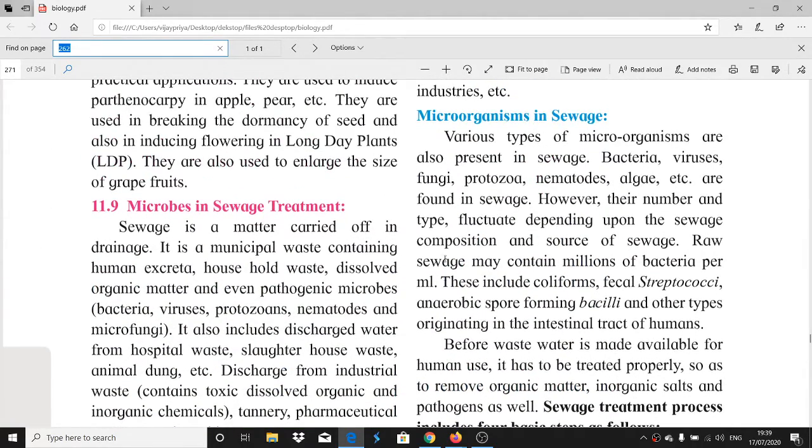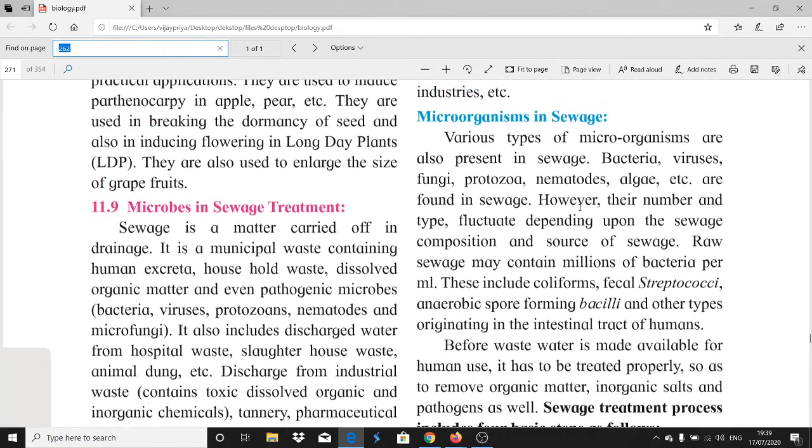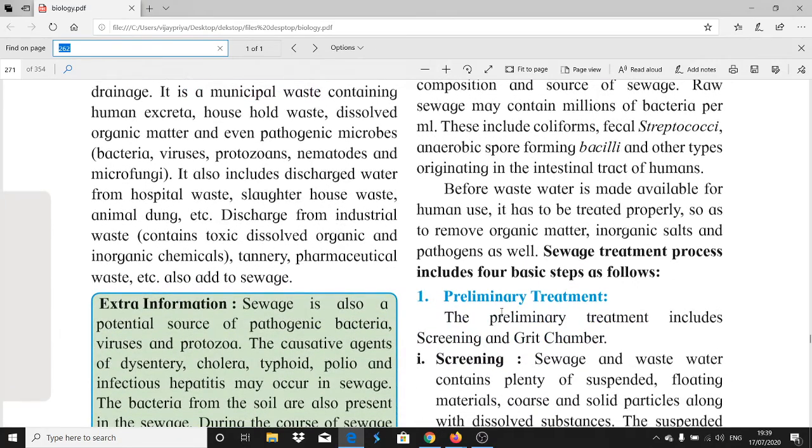So these are a number of microorganisms which are present in the sewage. We have talked about it. Now these are the various steps. These are the basic steps involved in the treatment of sewage.